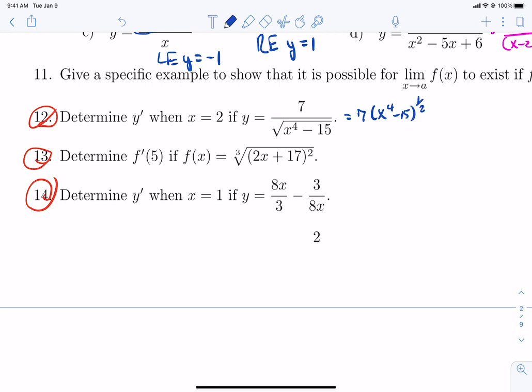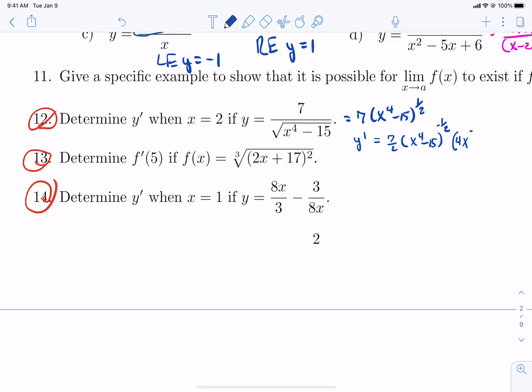Now, this is a perfect example of a chain rule. We have stuff stuck inside of that 1/2 power, so you are going to have to use a chain rule. So the derivative is going to be 7 times the half drops down, so that's 7 halves. The stuff stays where it is. The power goes down by 1. So the power was a half, it goes down by 1, so it's going to be negative 1/2. And then you have to multiply by the derivative of the stuff inside. So the stuff stuck inside is this x to the 4th minus 15. Its derivative is 4x cubed.